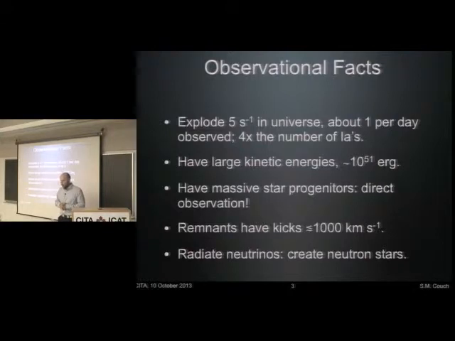Their remnants, the neutron stars and black holes they leave behind, have kicks upwards of 1,000 kilometers a second. So they go zooming across the galaxy at high rates of speed. We know they radiate neutrinos, which means they create neutron stars. We know this because we observed the neutrinos from supernova 1987A, all 24 of them or so.